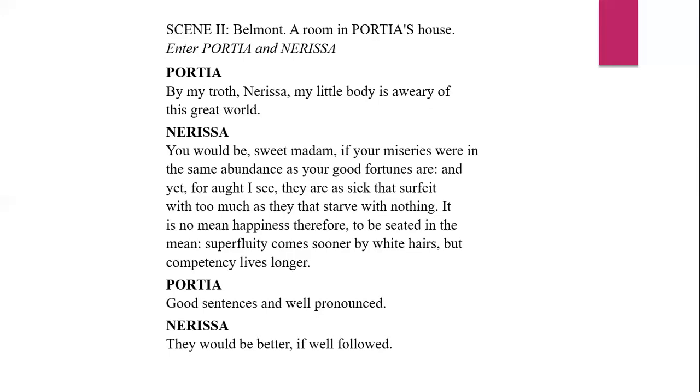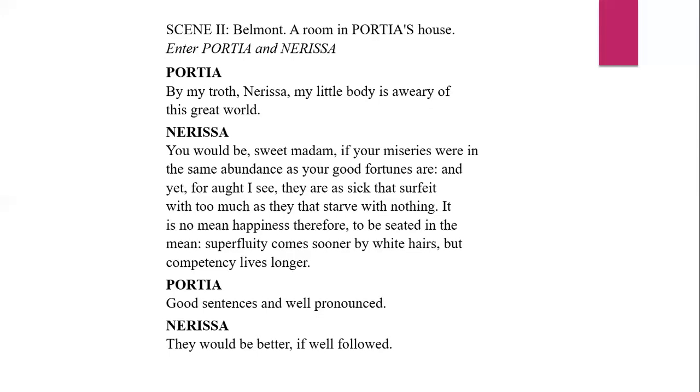If a question is asked, where does the scene take place? You have to write in a full sentence. The scene takes place in a hall in Portia's house in Belmont. Who all are present there? Portia and Nerissa are present there. Portia and her lady in waiting, or her maid, Nerissa, are present there.